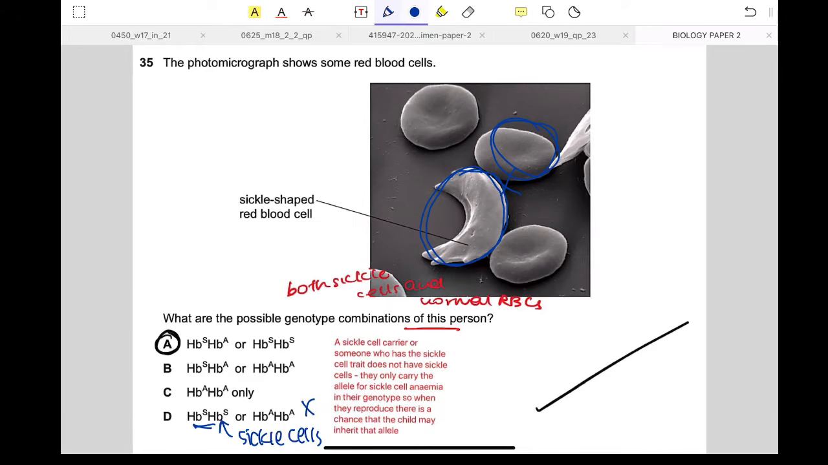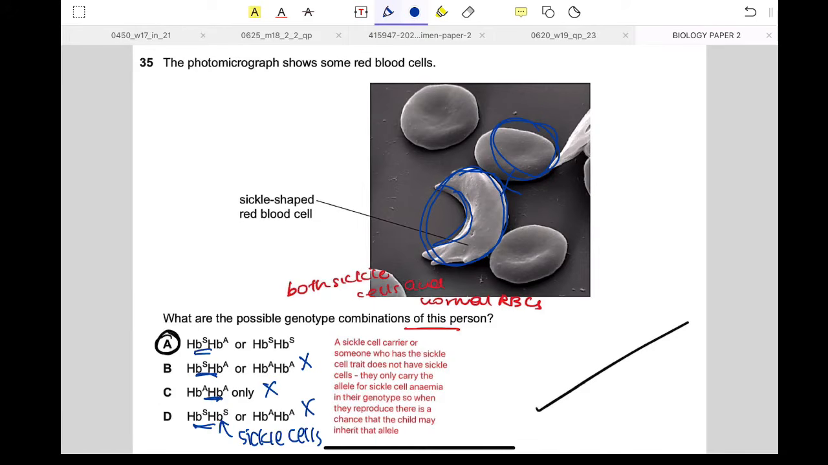Okay, now again, carriers. Carriers will not have this. They will usually have normal red blood cells only, so this is wrong. If you had only the normal red blood cells, then you wouldn't see the sickle type of shape, right? So this is automatically wrong. So this is your answer.